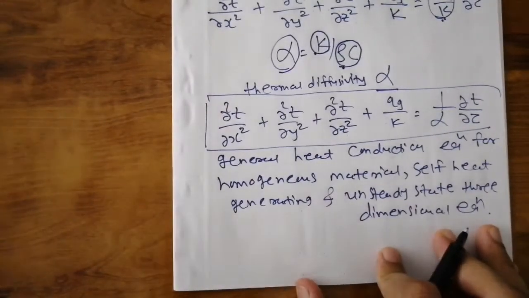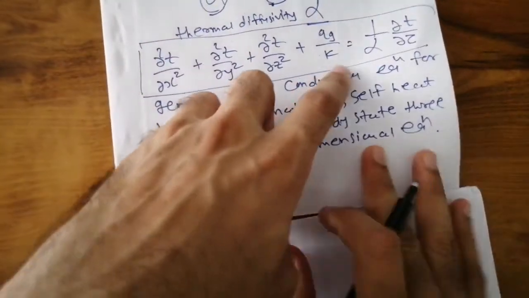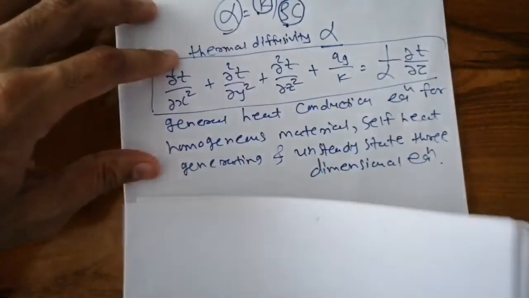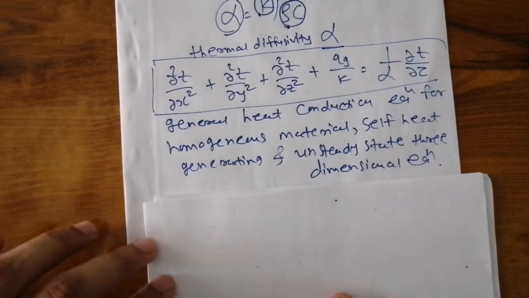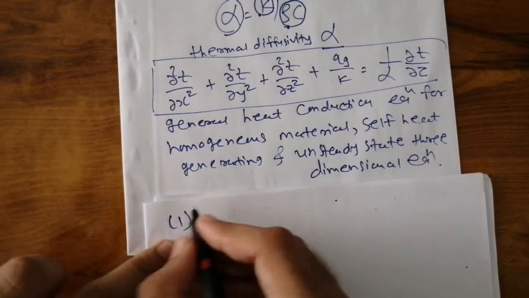Now this equation is reduced. We are reducing that equation in 3 ways. How will it be reduced? You can see here first: I already wrote the Cartesian coordinate equation. First of all, we reduce for the first case. What is the first case?